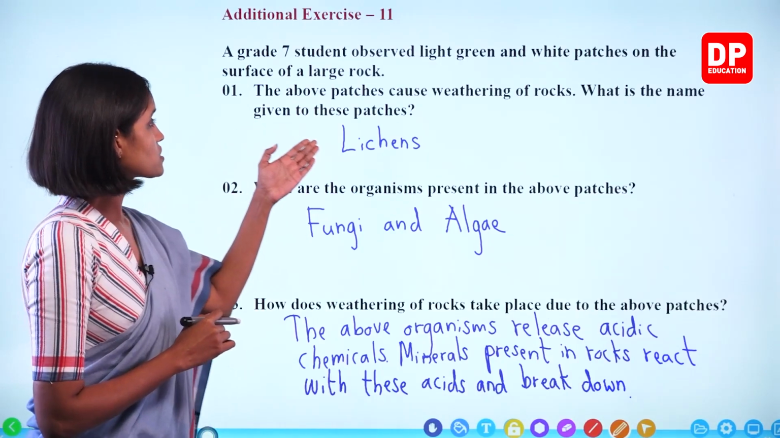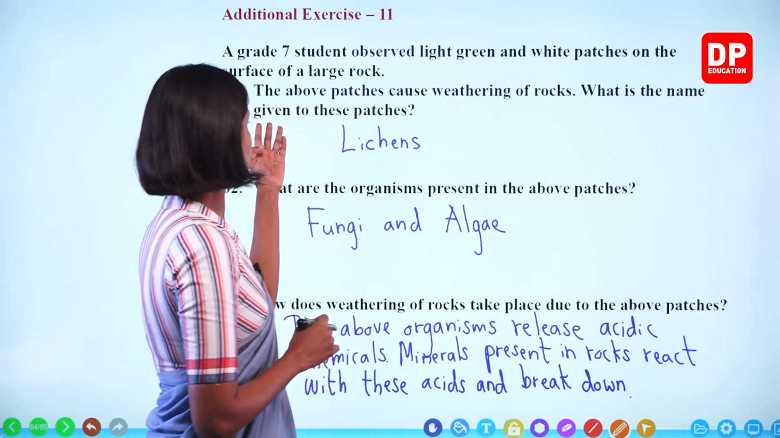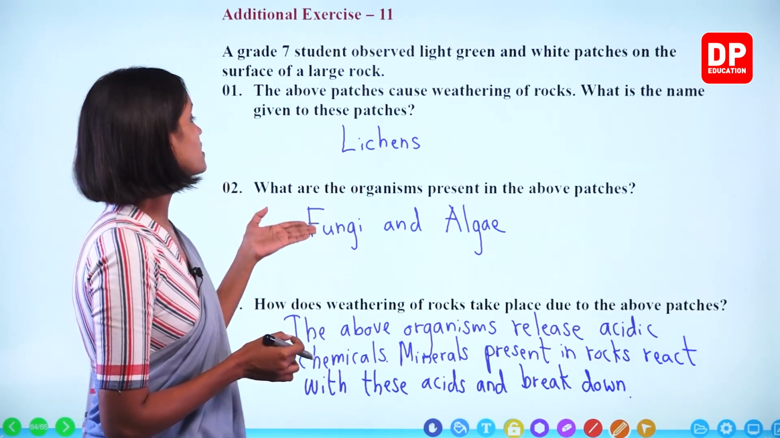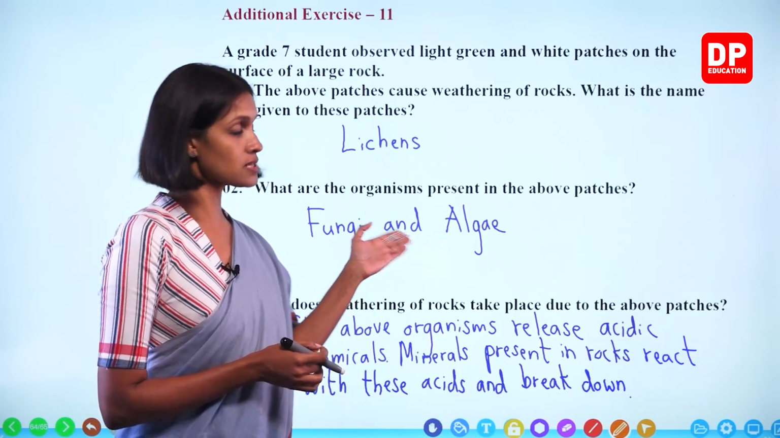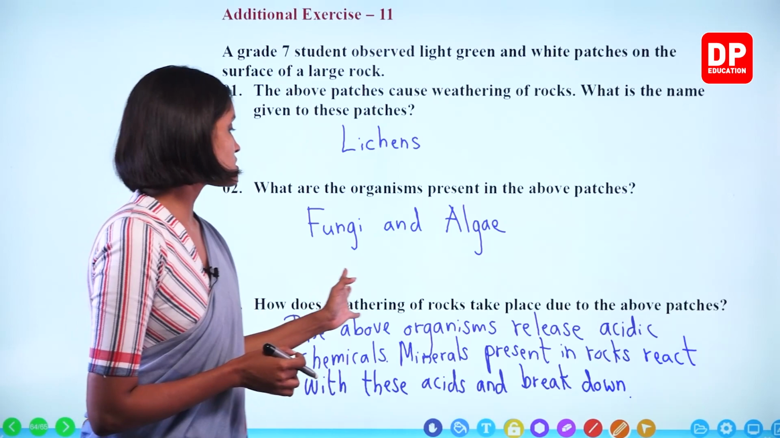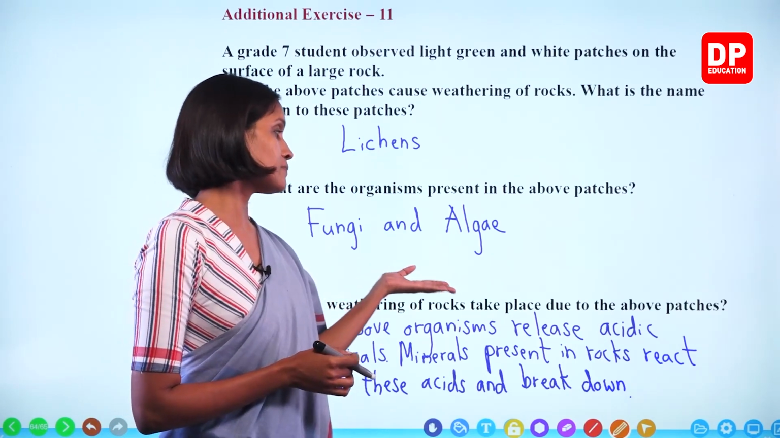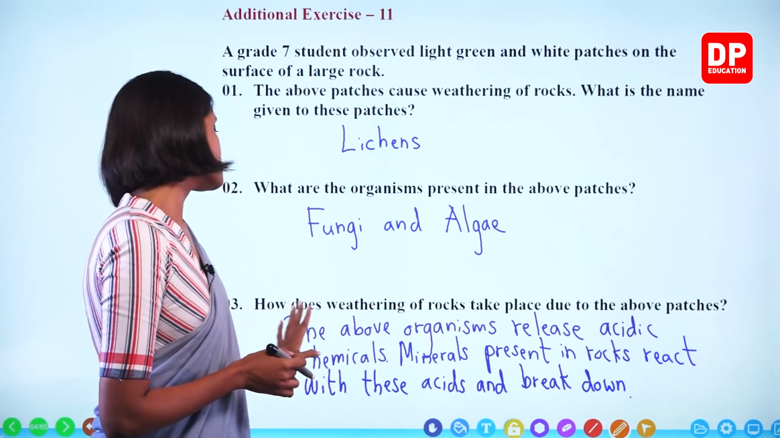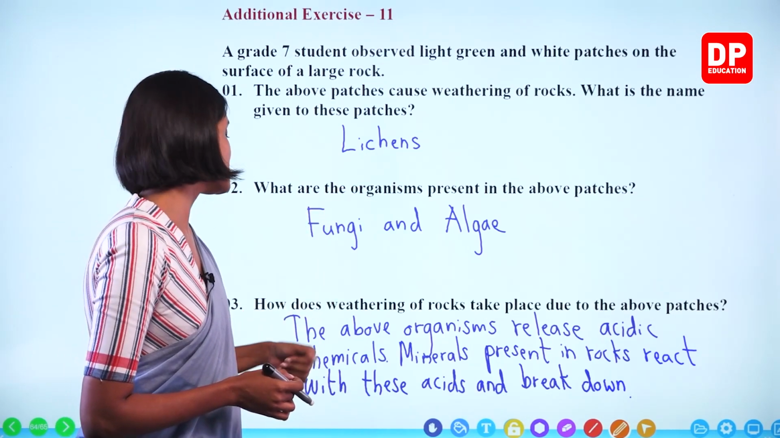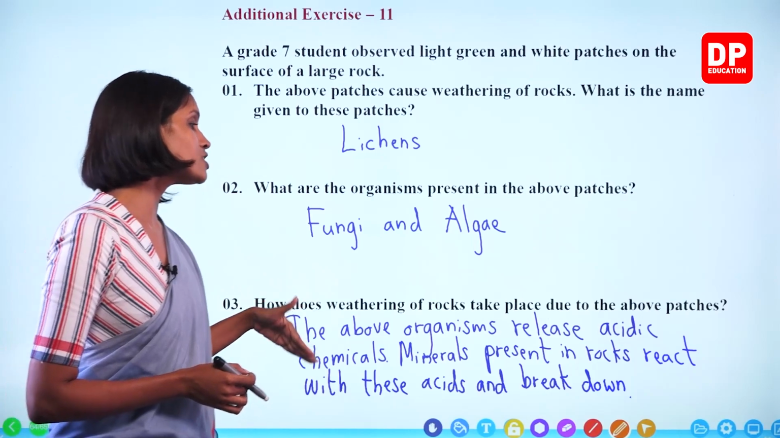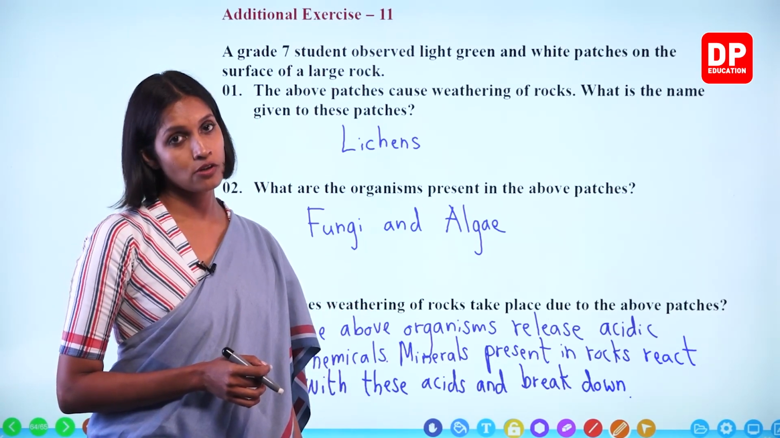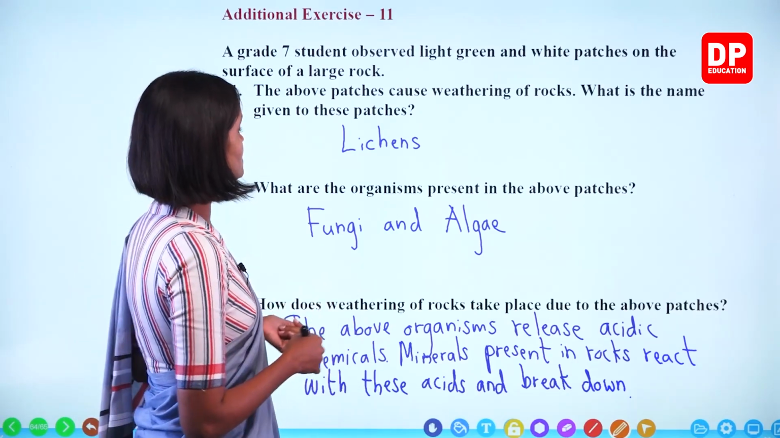So the above patches cause weathering of rocks. What is the name given to these patches? The name is lichens. What are the organisms present in the above patches? Fungi and algae. So how does weathering of rocks take place? Breaking down of rocks takes place due to the above patches. These organisms, fungi and algae, release acidic chemicals. Minerals present in rocks react with these acids and break down. Okay, children? We'll move on to the next.